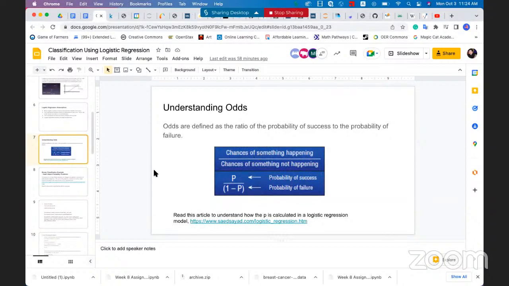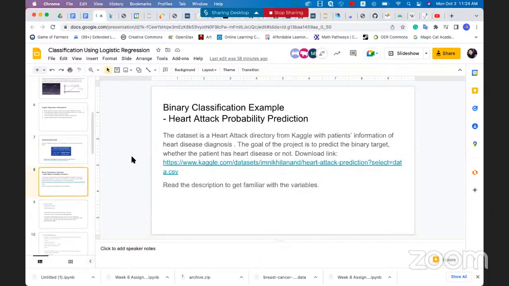Okay, that's the explanation of the odds. Next we'll go over a case to understand this better, using this method as simply as what we did with linear regression.